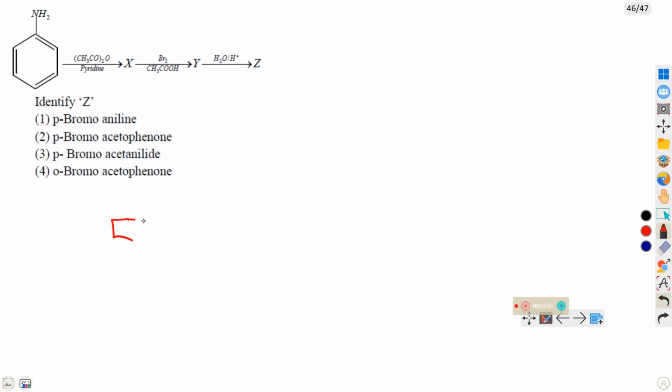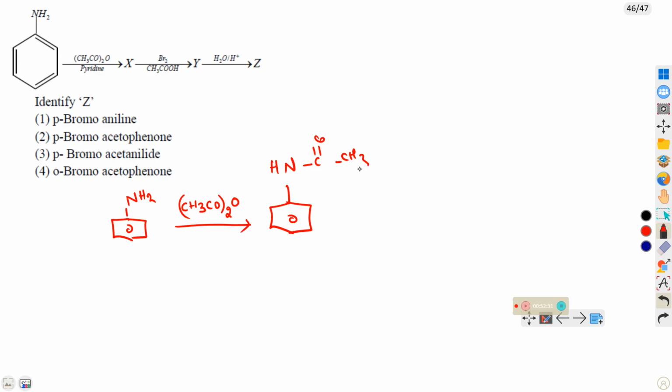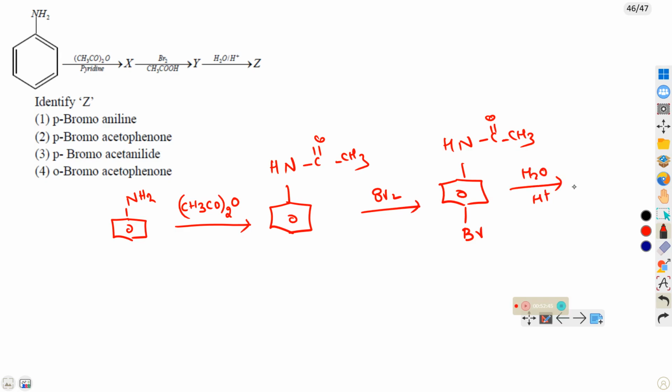Aniline C6H5NH2. NH2 is highly activating group. To reduce the activity of NH2 group, add acid anhydride. Then it gives acetamide, C6H5NHCOCH3. Acetamide now reacts with bromine. Bromine substitutes at para position. Hydrolysis with H2O by H plus. Then it gives parabromoaniline. First option correct.